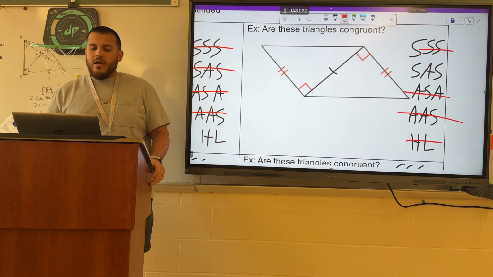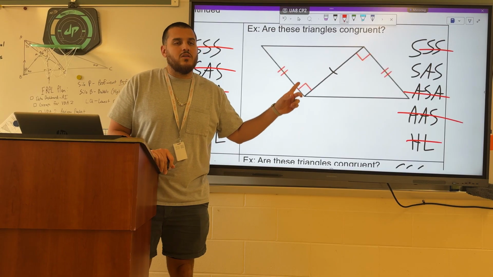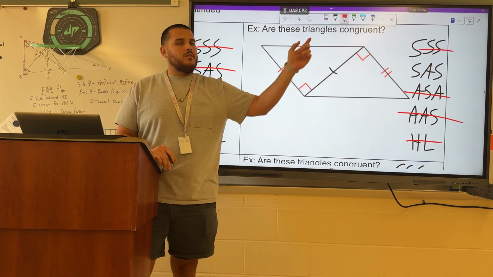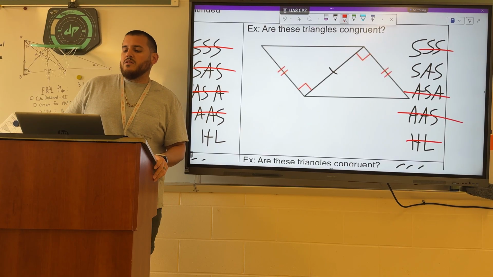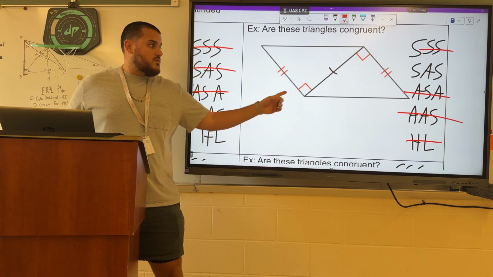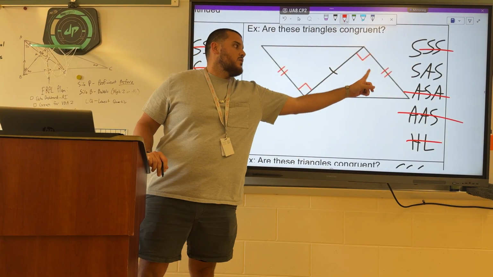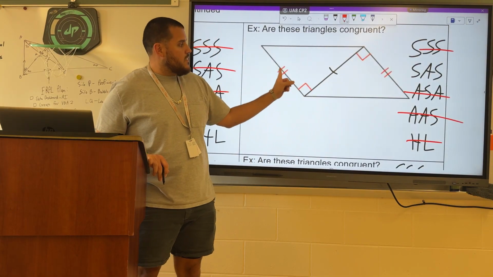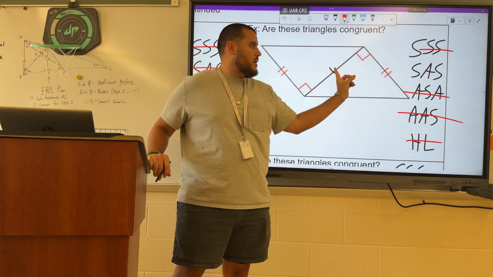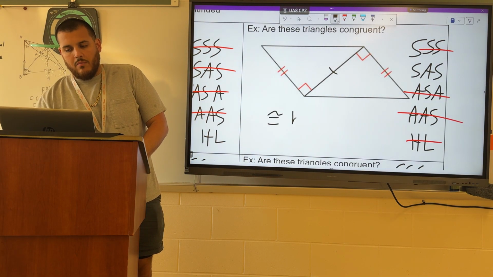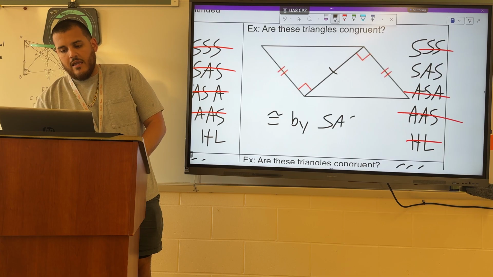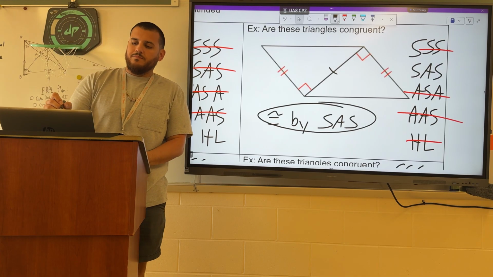These are not congruent by hypotenuse leg because even though these are right triangles, the hypotenuses are not marked congruent to each other. That leaves only the side angle side theorem as a possibility, and that does work because these right angles are the included angles of our congruent sides. That's in between these two sides for that triangle, right angle in between these for that triangle. These are congruent by the side angle side theorem.